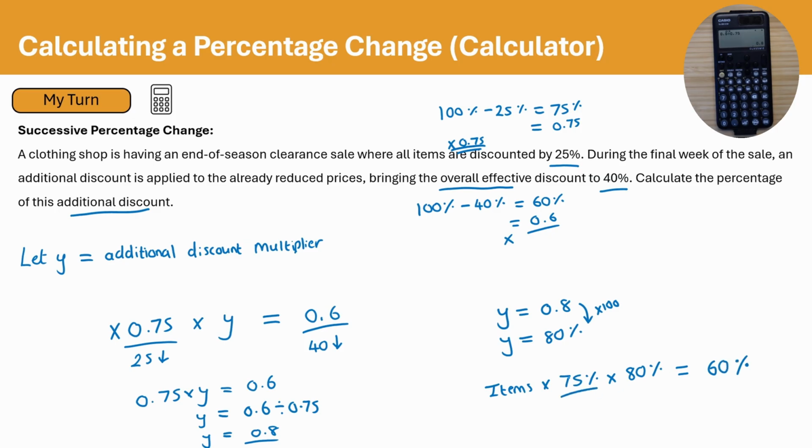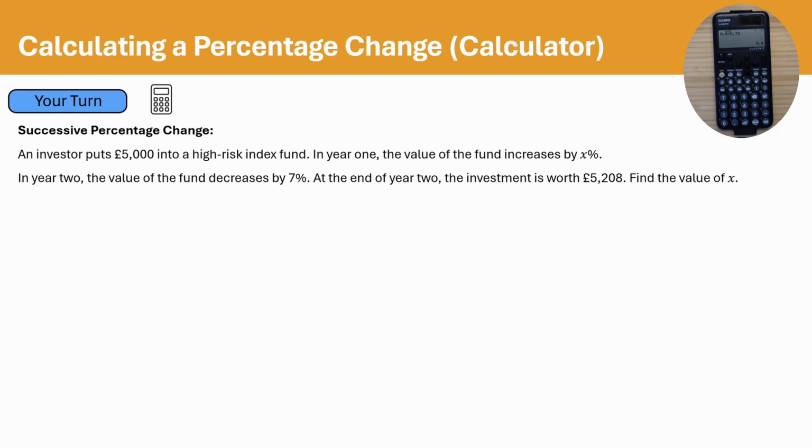So remember, we interpreted this as a 25% decrease. We interpreted this as a 40% decrease. So that means we can interpret our unknown multiplier as a 20% decrease. We always start with 100%, so we just want to work out the difference between 100% and 80%. So this is the calculation that I did to do that. 100% take away 80% is a 20% reduction. So my answer is a 20% discount was applied. Pause the video and give this question a go, and then we'll have a look at it together.